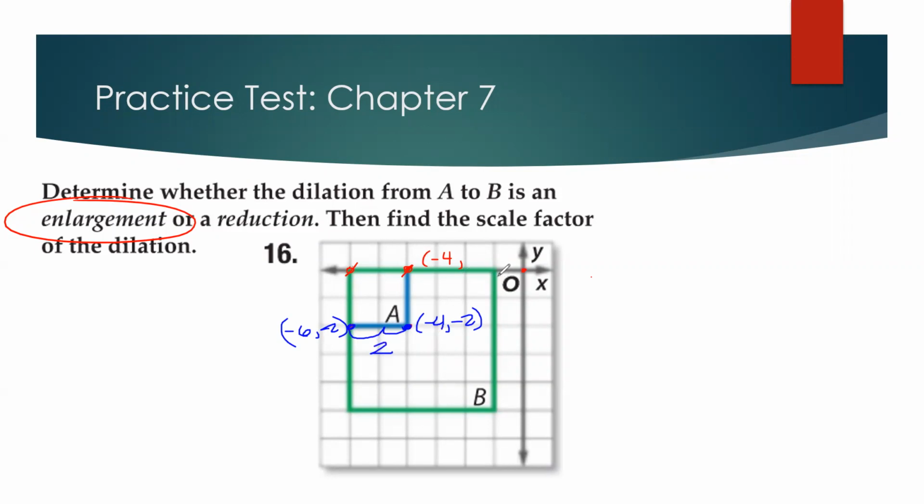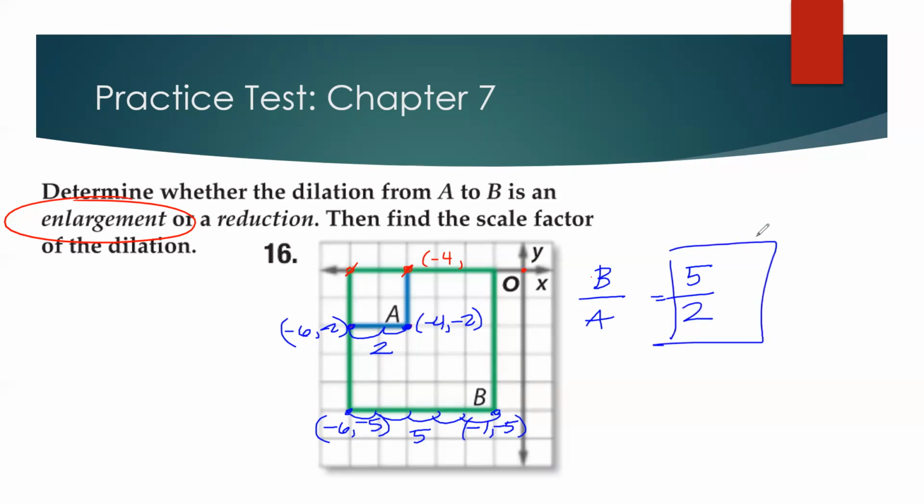And then we're going to look at these 2 points, the distance between these 2 here. So this one here, the coordinates are -1, -5. And then over here, this is going to be -6, -5. So the distance is 1, 2, 3, 4, 5. Okay. So again, we're comparing B over A. So B is 5, and then A is 2. So the scale factor is 5 over 2.